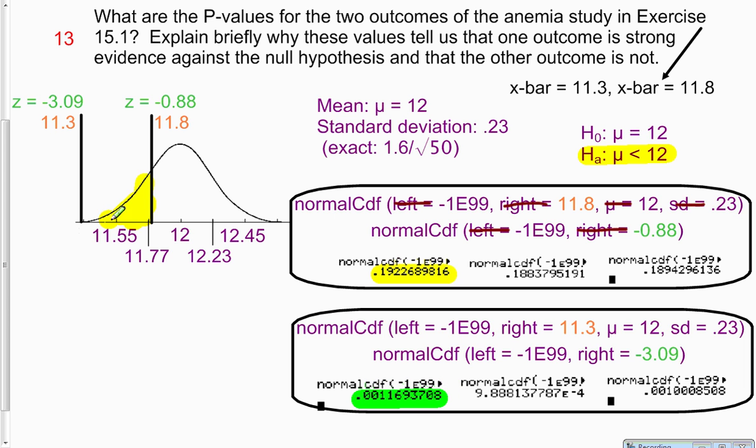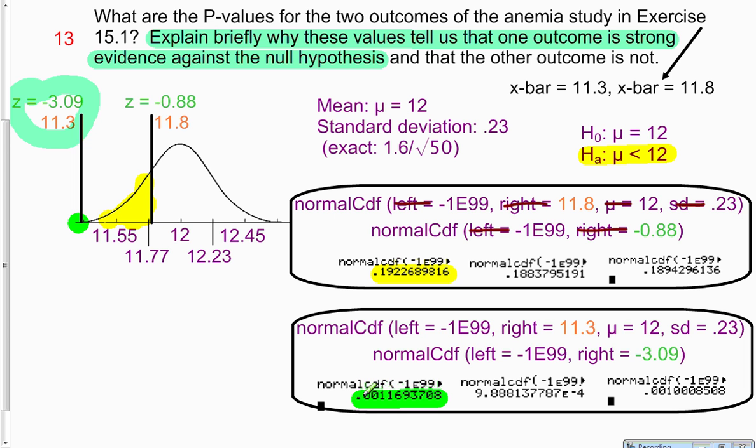Now you can see how small it is, and that's because the area under the curve is whatever is under the curve to the left of that point, which is very, very little. And so that's why that area is so small compared to this 19%. This is 0.1%, very small. Now they ask the why part of the question. Explain briefly why these values tell us that one outcome is strong evidence against the null hypothesis and that the other outcome is not.